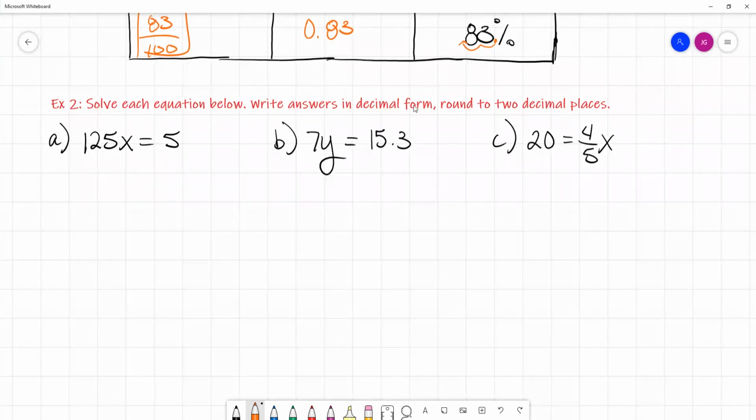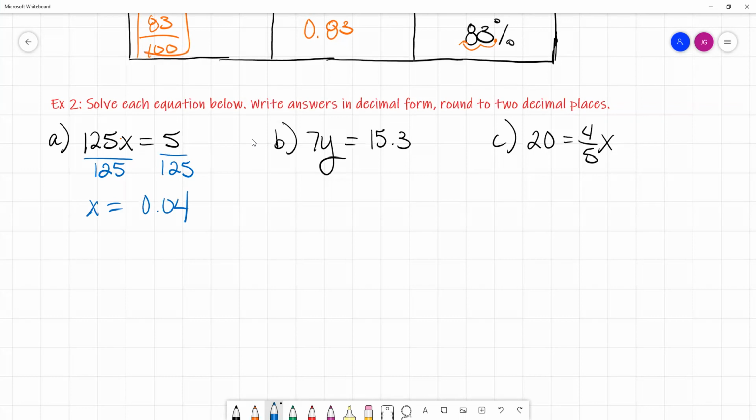We're going to solve the equation, write our answers in decimal form, and then round to two decimal places when we need to. So to solve this equation right here, I have 125 times x equals 5. So here to undo the 125 times, I have to divide by 125 because the opposite operation of multiplication is division. So what I do to the left, I have to do to the right. Okay, so I get x is equal to 5 over 125, and you'll pop that into your calculator. Okay, and so that's going to give us 0.04 exactly. We don't need to worry about rounding in this case.